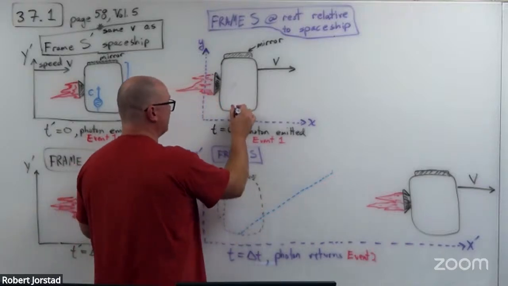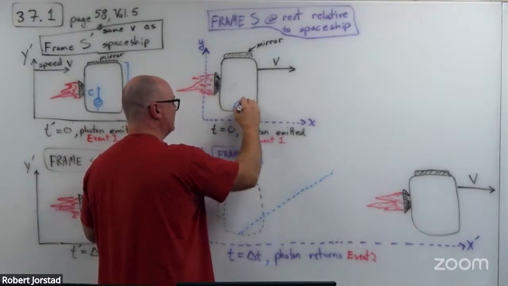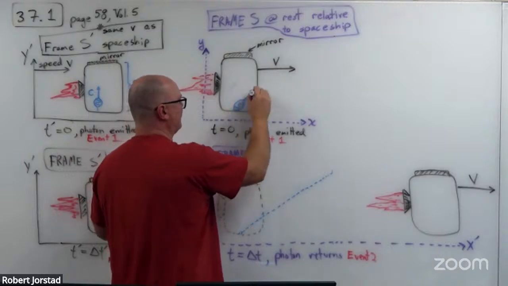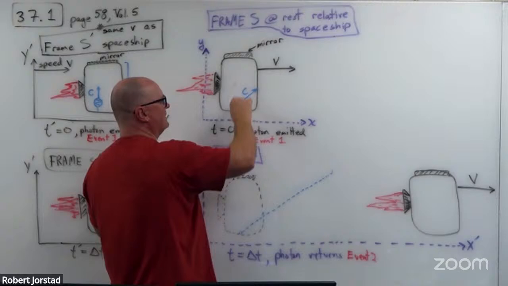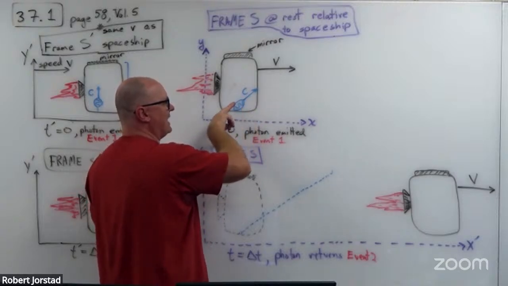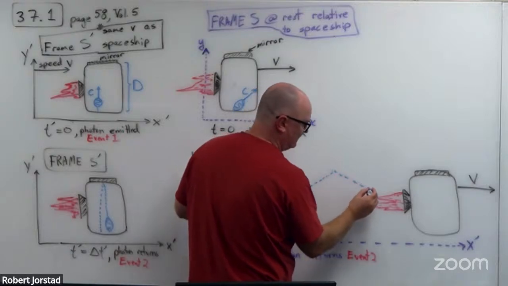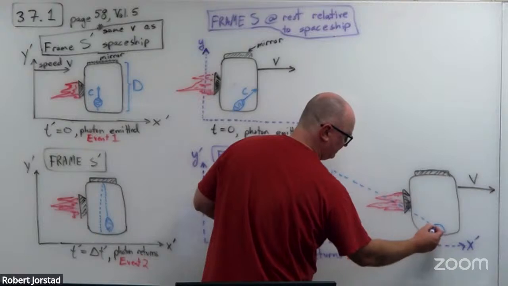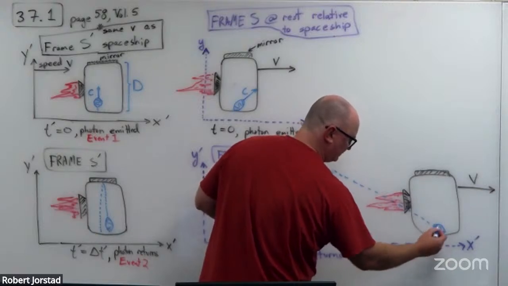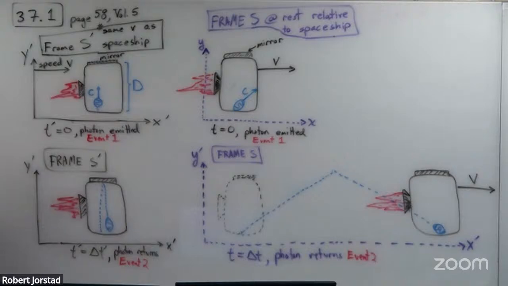Okay, so the photon's actually going to be coming off here at some angle like this, because it's traveling with speed c, but the spaceship's traveling really fast. It's traveling so fast that the light has to be angled in order to hit the mirror and bounce back down and hit the floor right there. So that's what's going on in this situation.